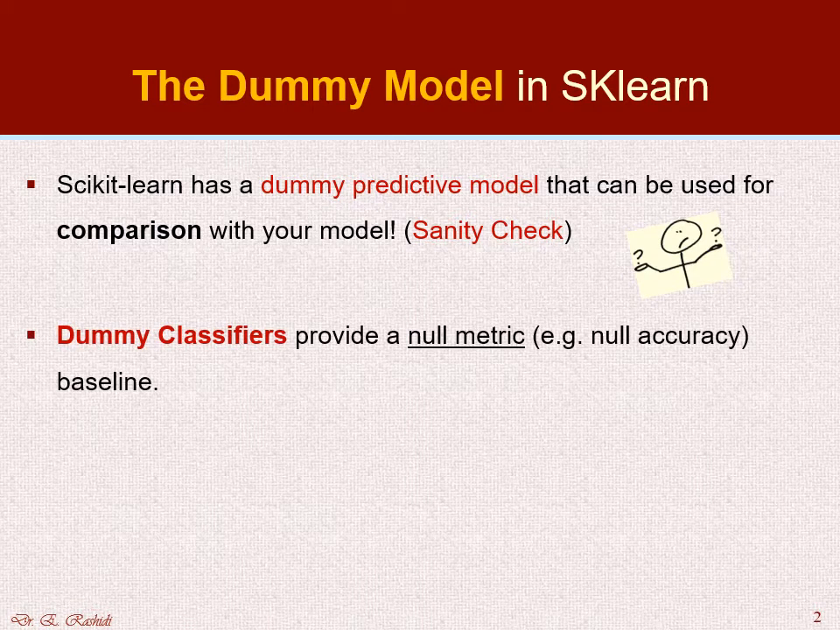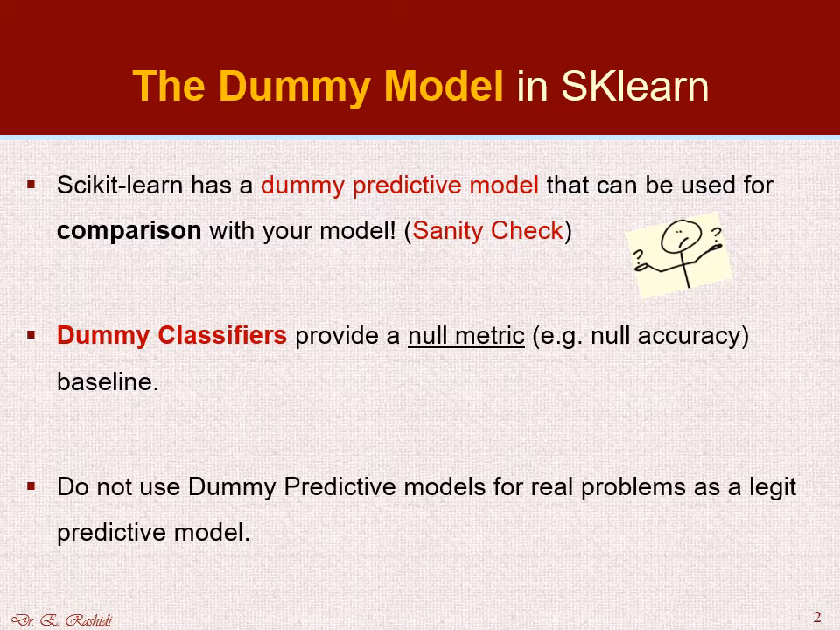Dummy classifiers in Scikit-Learn provide a null metric or a null accuracy. This is just a baseline so that you could compare it to your model and its performance. You have to make sure that you do not use the dummy predictive model in Scikit-Learn for real problems as a legitimate predictive model, because it is not. It's just for a sanity check, and there is no real logic behind it. That's why it's called the dummy model.